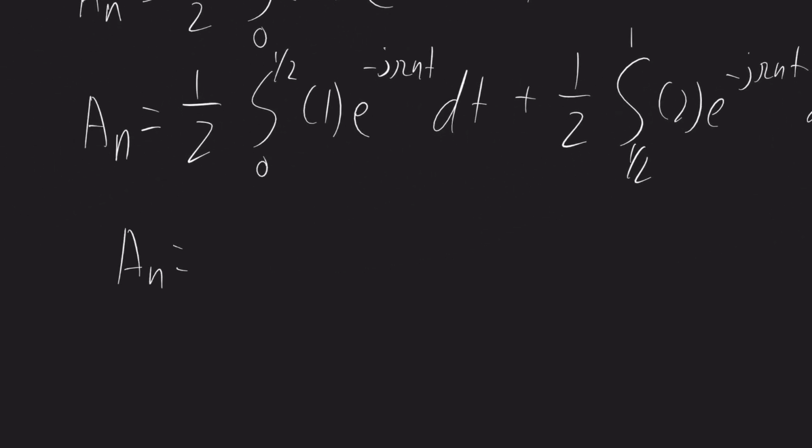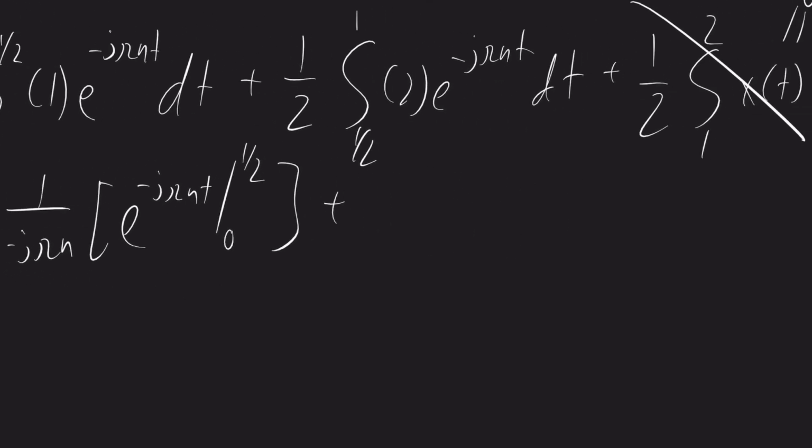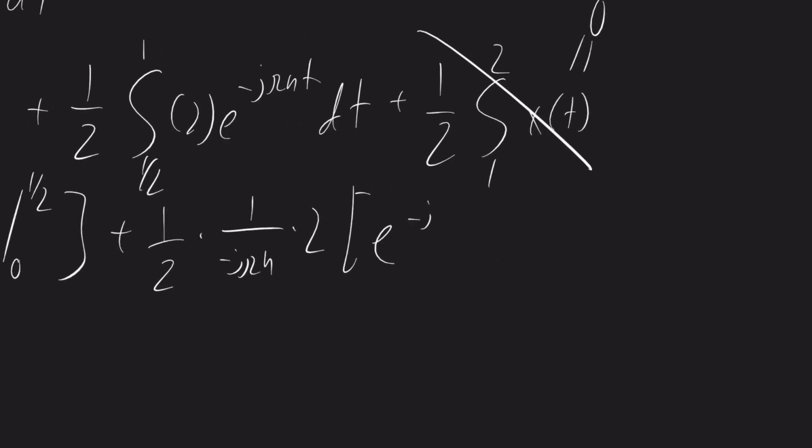It'll be a sub n equals 1/2 times 1 over negative j pi n e to the negative j pi n t between 0 and 1/2. And this next integral, it'll be 1/2 times 1 over negative j pi n times 2 times e to the negative j pi n t from 1/2 to 1.